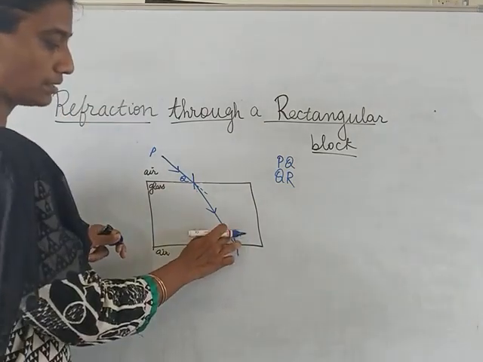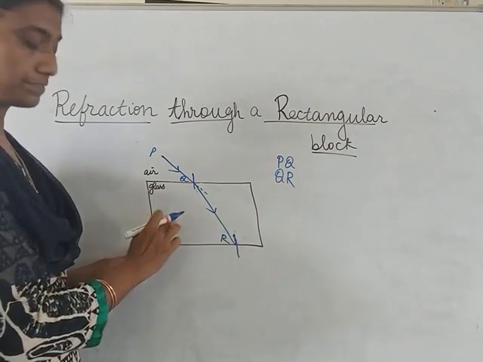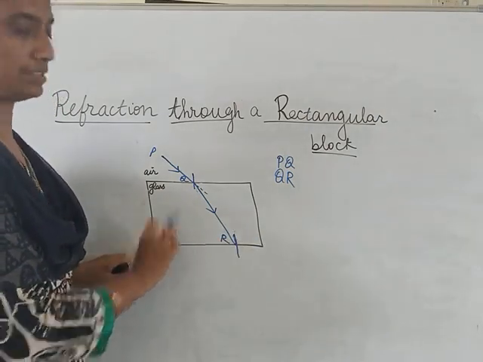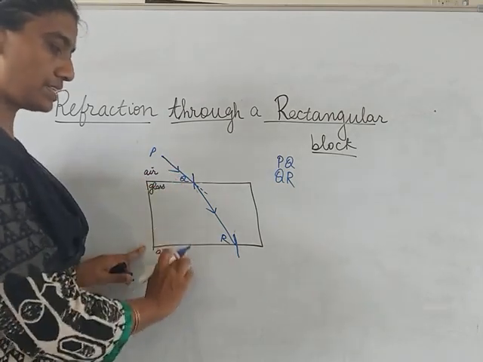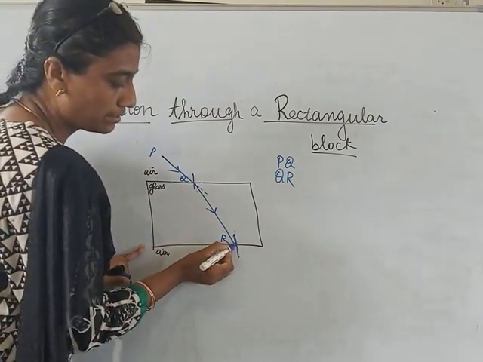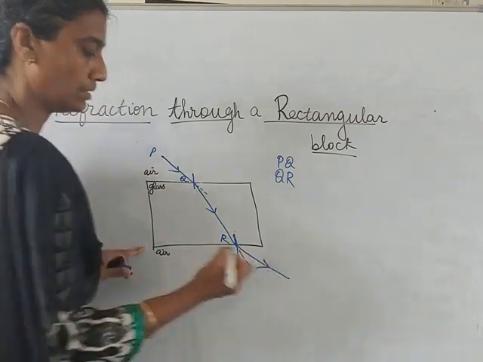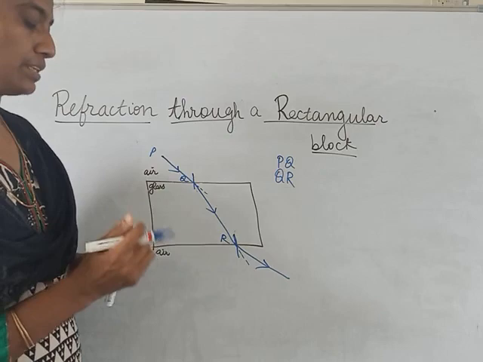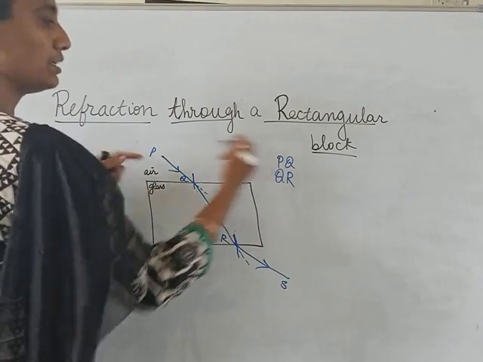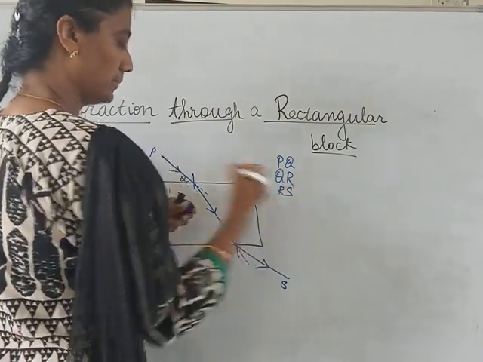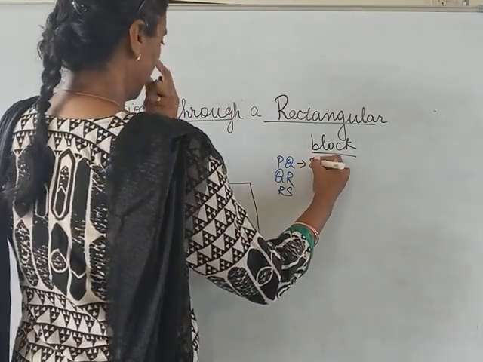Now here again, at this surface, it's entering from a denser medium into a rarer medium, just the opposite of what happened here. Here it was rarer to denser, but at this surface it is denser to rarer. You know that when the light ray travels from denser to rarer, it will bend away from the normal, so it will go like this. First let us name it. PQ is the incident ray.